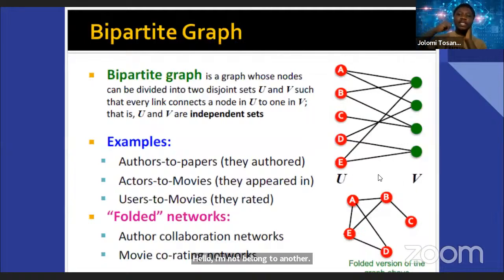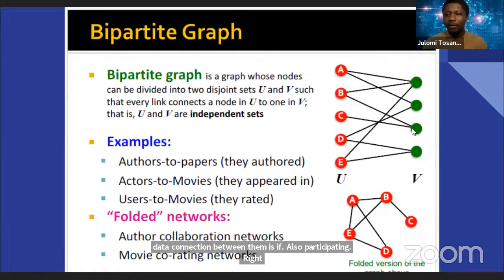For example, if you create a network of authors and papers, if someone authors a paper, we create a connection between them. So authors and papers are both nodes, right? But they mean two different things. An author is a human being, a paper is just a paper, something out there, but we represent both of them as nodes. The connection between them exists if an author participated in writing the particular paper. For example, if you look at this paper, it was written by both author B and C, right?